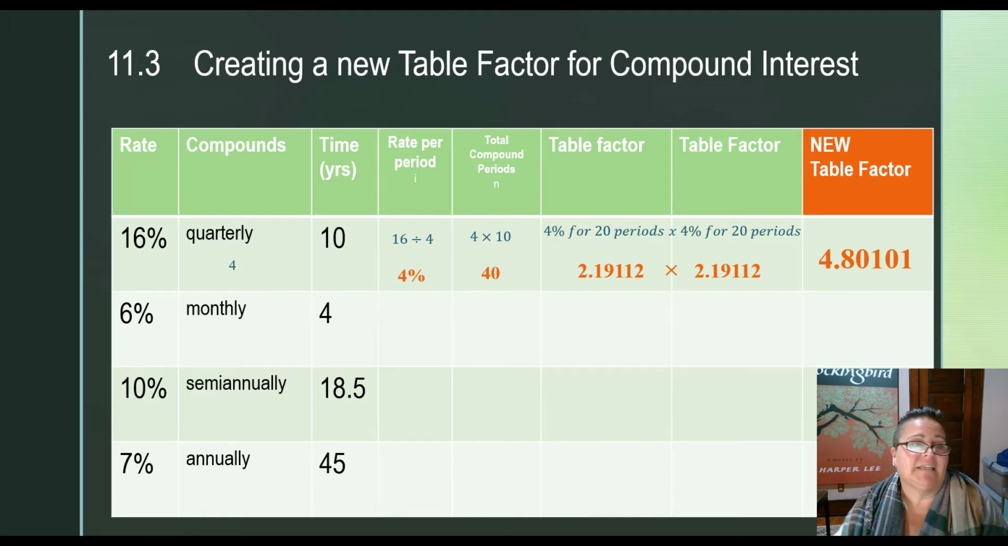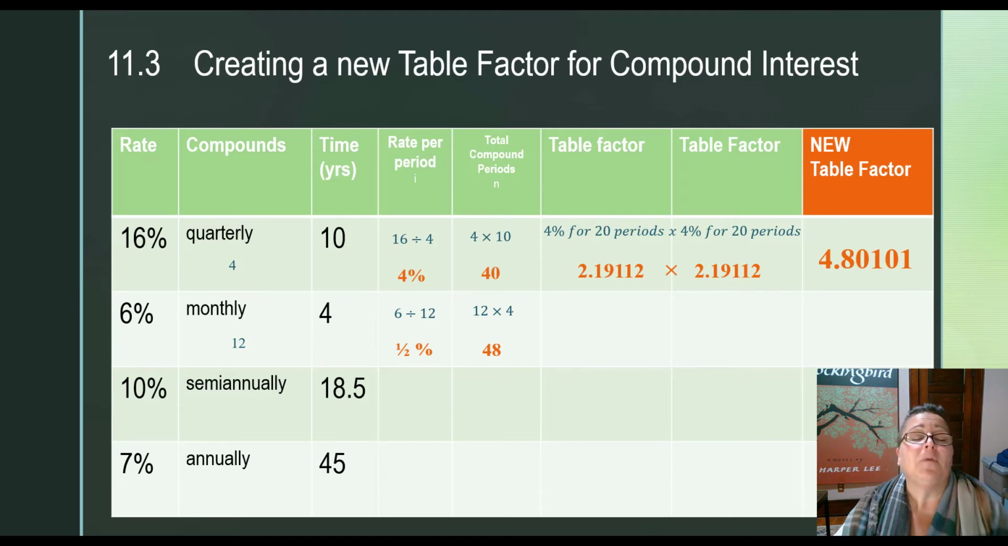Looking at the second example, we see we have 6% compounded monthly for 4 years. So monthly compounds gives us 12. Our interest rate per period then would be the 6 divided by 12. There we go. 6 divided by 12 is 0.5%. That is on our table. Total number of compounds would be 48.